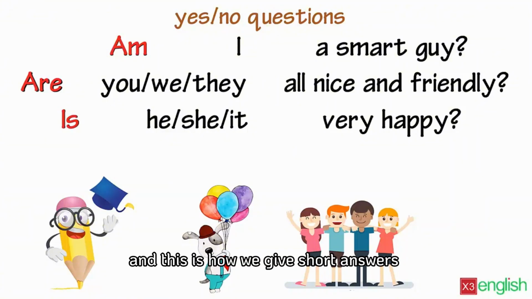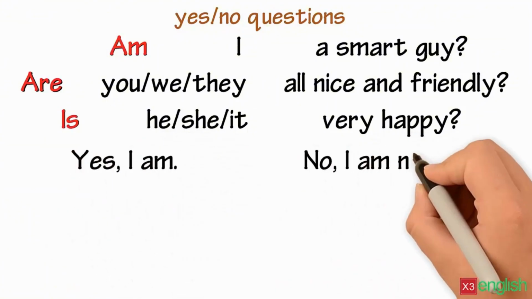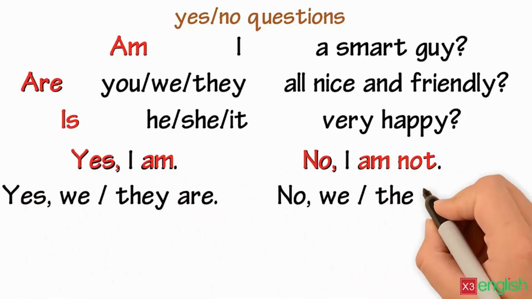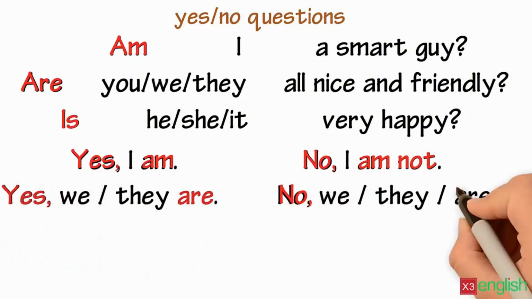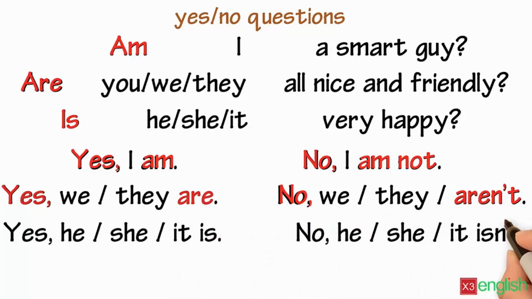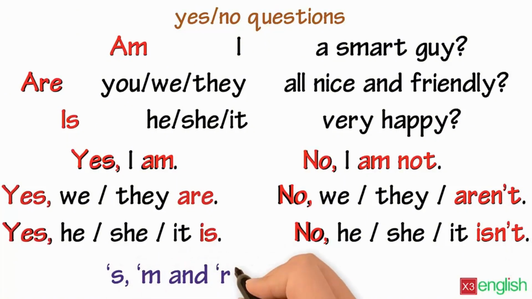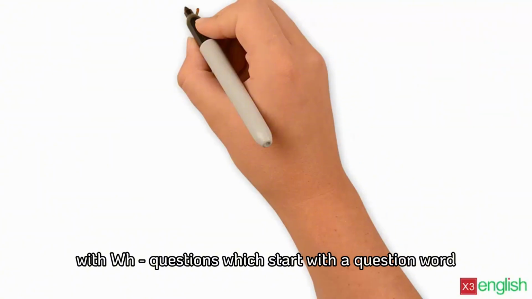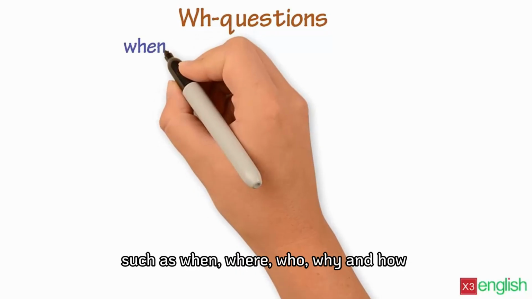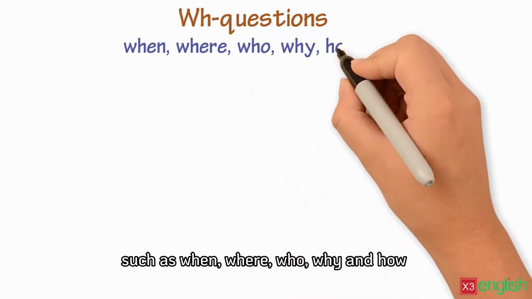And this is how we give short answers. Yes, I am. No, I am not. Yes, we or they are. No, we or they aren't. Yes, he, she, it is. No, he, she, it isn't. Note that we don't use the short forms 's, 'm, and 're when we answer in a positive way.